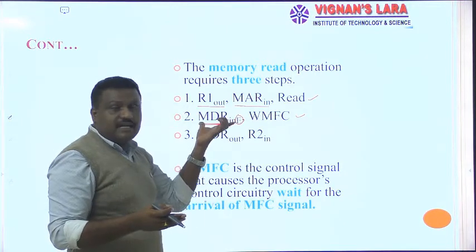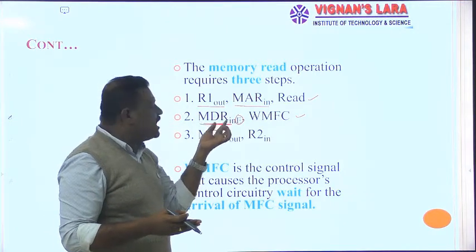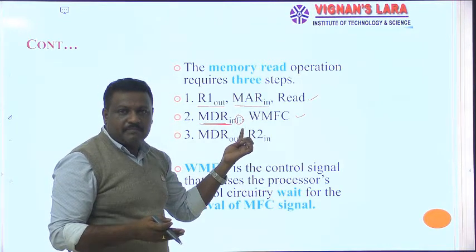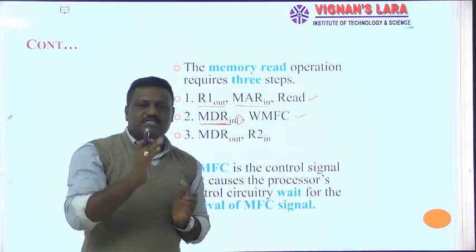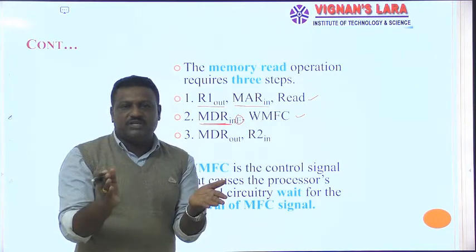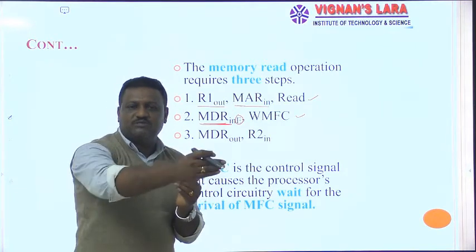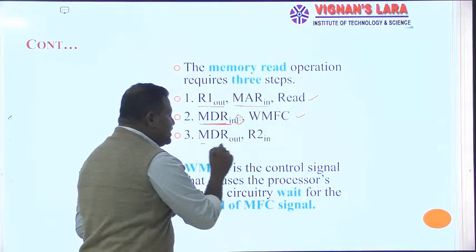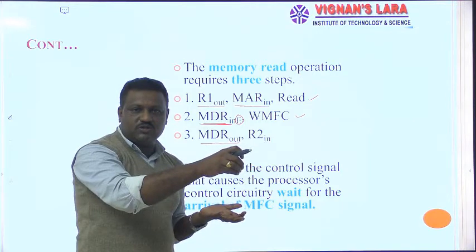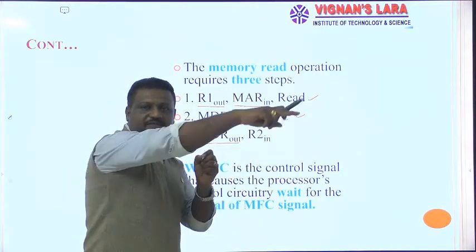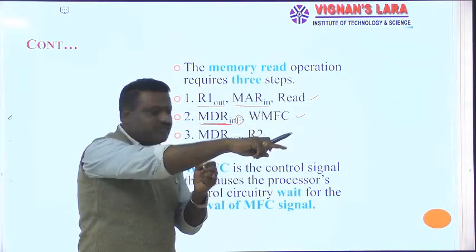So to get data, I must activate this MDRinE. As a last operation, I already have the data which I received from my selected memory location. That data I would like to transfer to my destination. That's why MDR out must be activated. Then the MDR value is placed onto the internal bus. From there it will be transferred to my destination register R2.